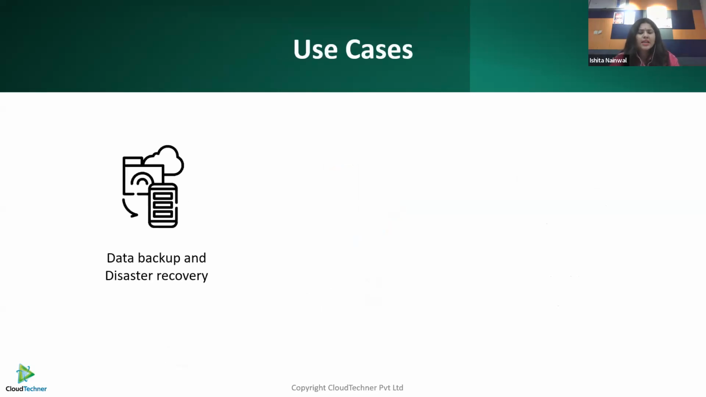The first use case that we have here is data backup and disaster recovery. Data backup and disaster recovery are two very important aspects of any IT infrastructure. Data backup is the process of creating copies of data so that it can be recovered in the event of a loss or a disaster. Disaster recovery itself is the process of restoring operations after a disaster, such as a hardware failure or a natural disaster. So, Mongosync can be used to create data backups and disaster recovery clusters.